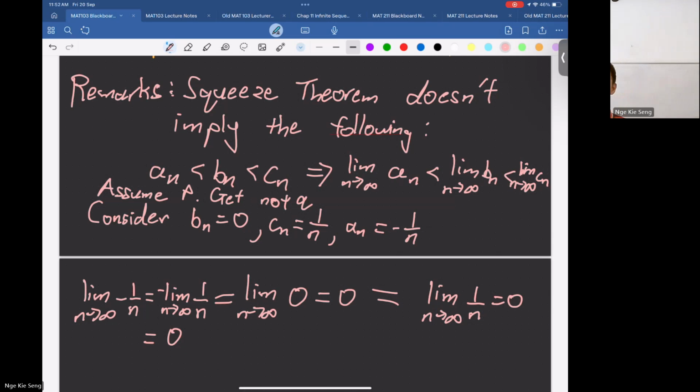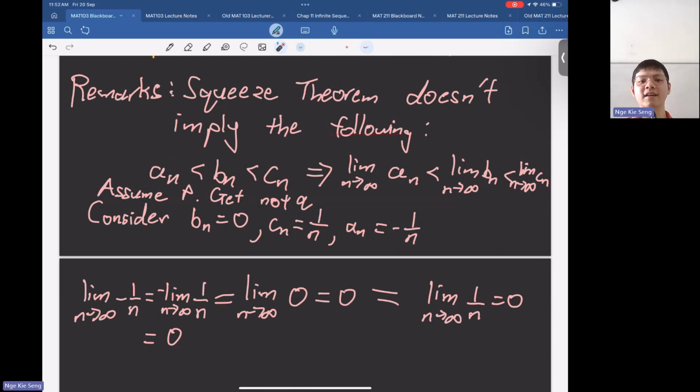Okay. All right. So yeah, squeeze theorem doesn't imply this thing. So maybe you would think that this is more squeezy or strictly, but actually a different phenomenon can occur.